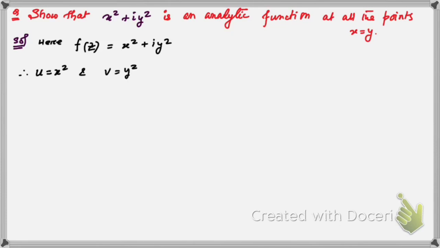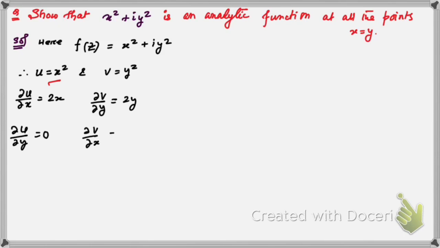y square. Okay, now let us differentiate partially u with respect to x, then we're going to get twice x, and let us differentiate v with respect to y, then we're going to get twice y. And similarly, if we differentiate u with respect to y, as it is a function of x, so that's going to be 0. And similarly, del v by del x also is going to be 0 because v is function of y only.